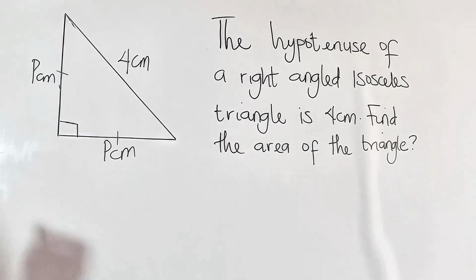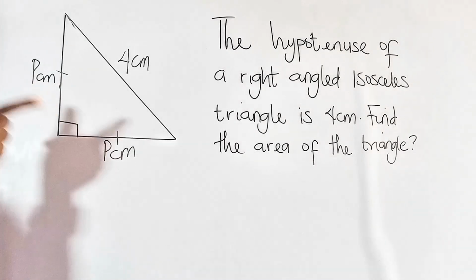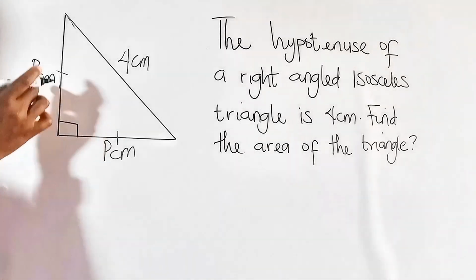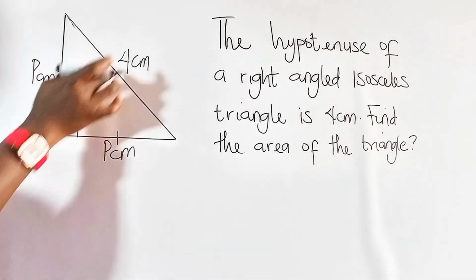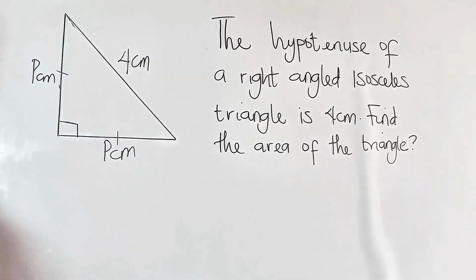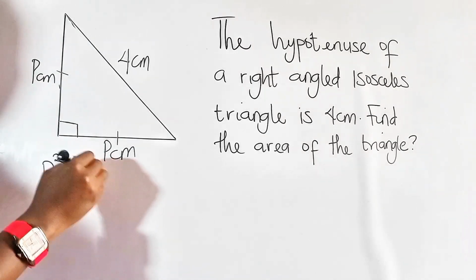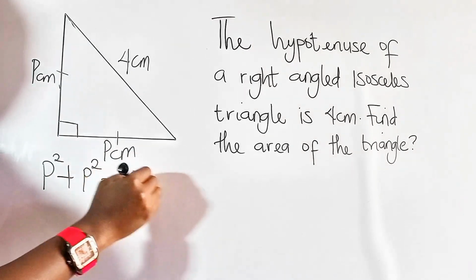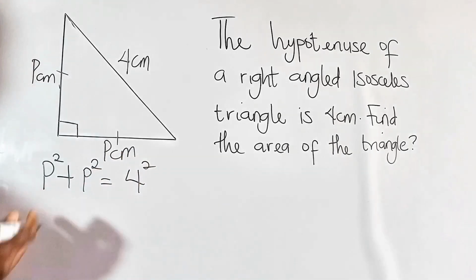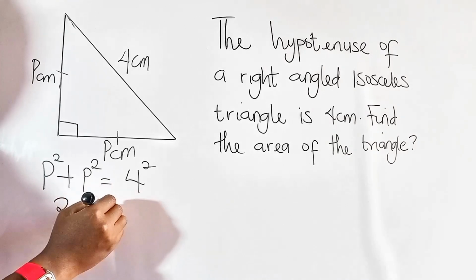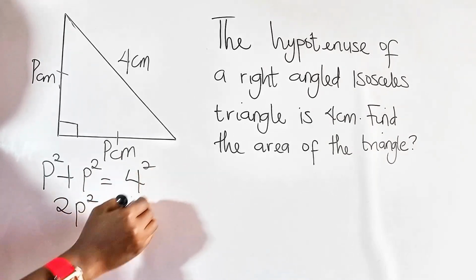Okay, so now I'm going to find the value of P by applying the Pythagoras theorem, which says the square of these two sides equals the square of the hypotenuse. So I have P square plus P square equals 4 square, right? So P square plus P square would give me 2P square equals 4 square equals 16.